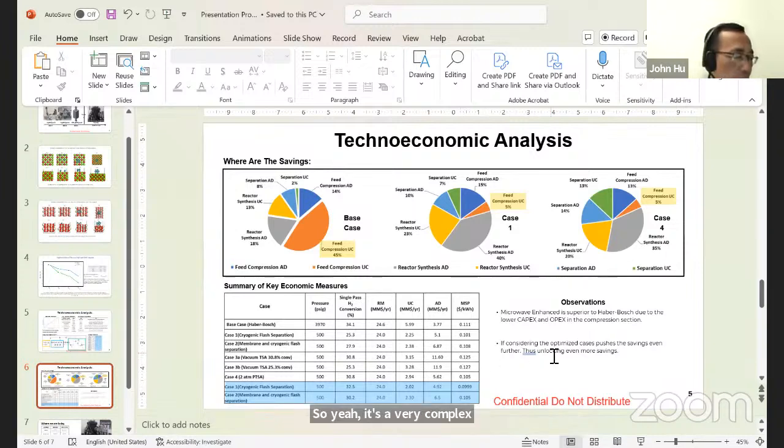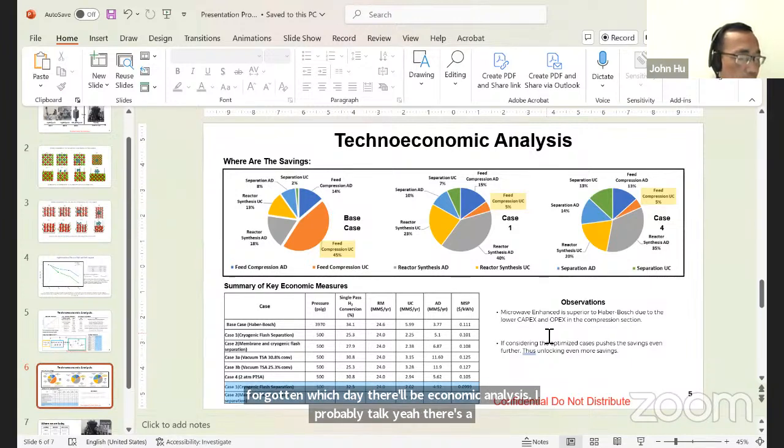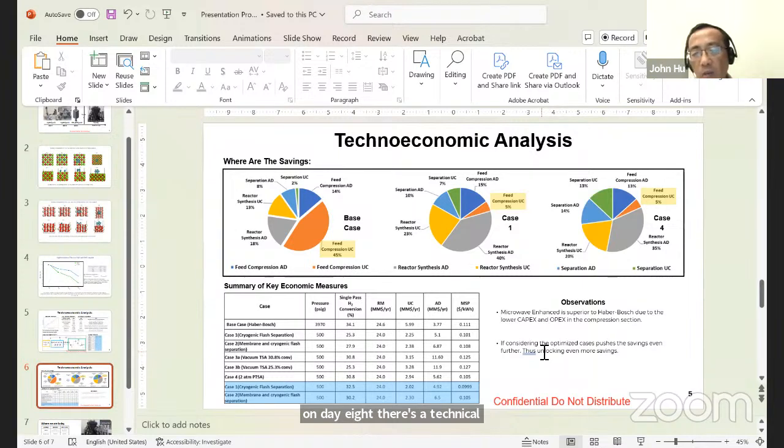I think there's one section on day, I forgot which day, where there will be economic analysis. I probably will talk about it on day 8. There's a technical economic analysis optimization. I will go a little deeper on how we break the process into different unit operations, and then I'm going to interpret this pie chart. So why, with microwave and electrochemical, do we save money? Where are the savings? By doing it step by step, you will see that.